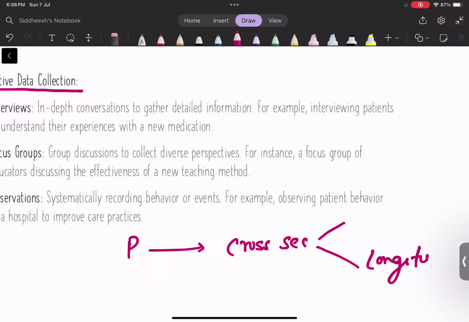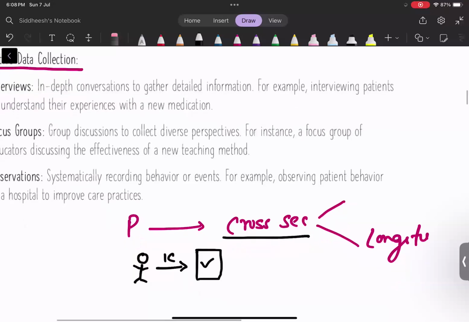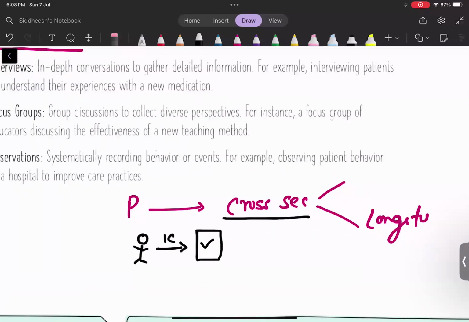No? Okay. What happens in the cross-sectional study is, suppose you took one patient today for your study. You took the informed consent. Now you asked some questions to this person and your data collection form is complete. Done. This is a cross-sectional study. Let's take one more example. Suppose you have one more individual. You took his informed consent. You took the questionnaire and that part is also done.